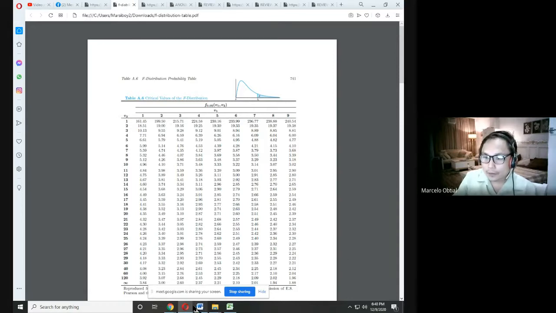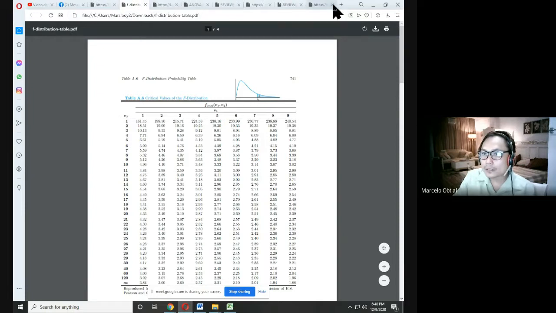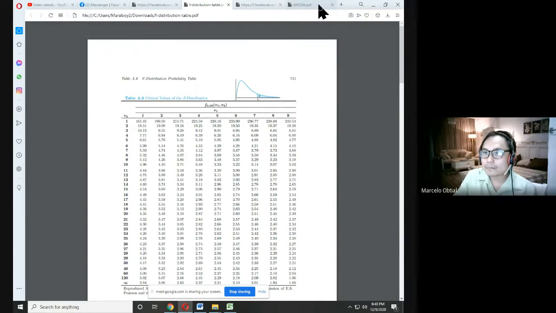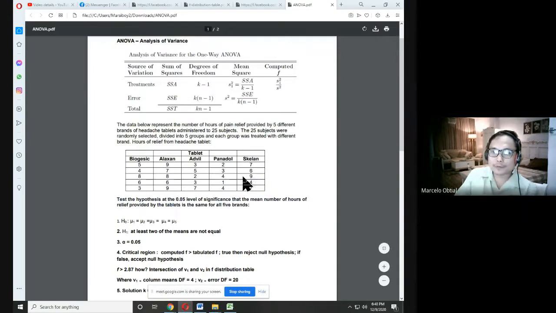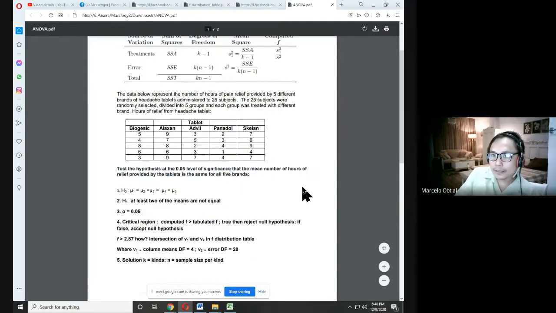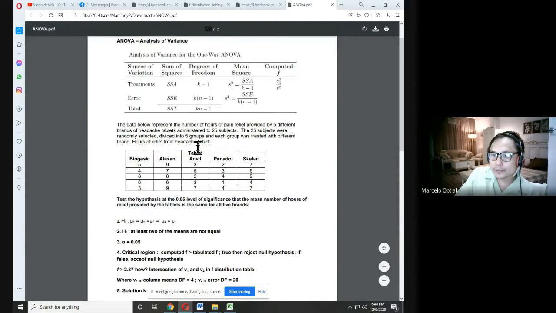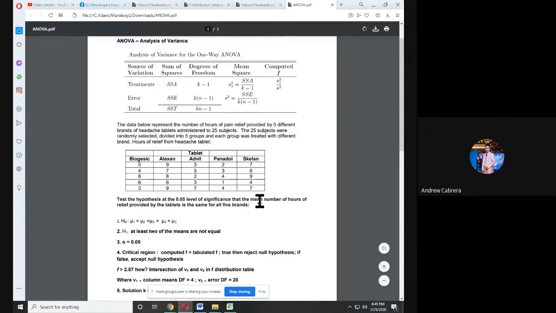Let's go back with our problem. Close ko muna itong dami ko na na-open. Okay? Now, this is the problem. Comment lang class kung maliit masyado, I will enlarge, no? Sir Andrew, okay lang ba makita pa? Yes, sir. Pwede ba siya ma-zoom, sir?